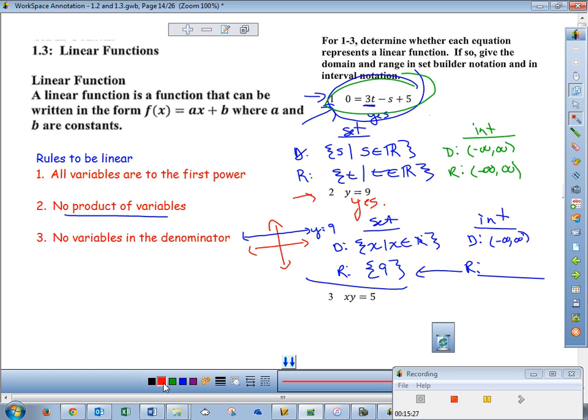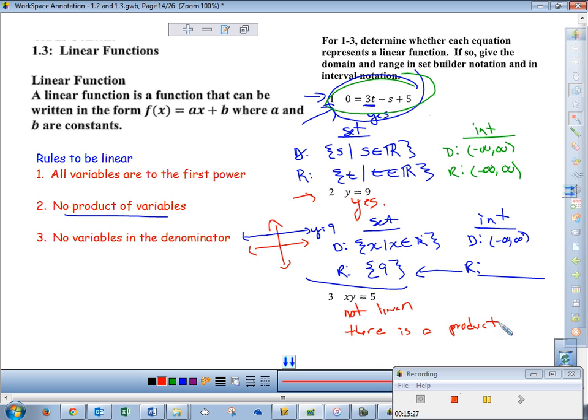3, is he linear? Nope. Why not? Which rule got violated here? Not linear. It has a product of variables. If you decided to solve for y, you'd get y equals 5 over x. And then again, you could say that's not linear because there's a variable in the denominator. It's a hyperbola situation, not linear.